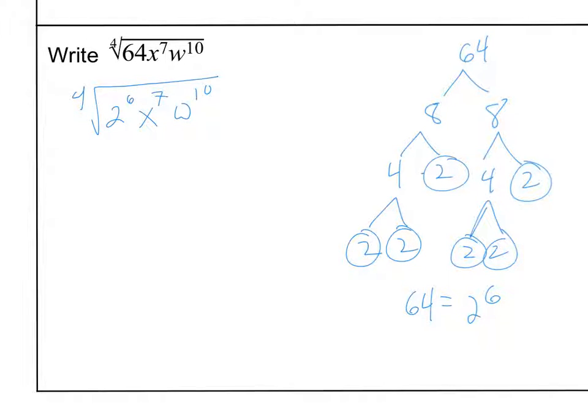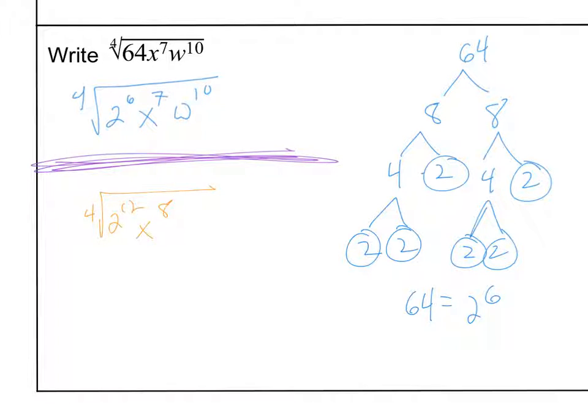I'm going to try to explain this slightly differently from the previous example. And here's how I'm going to do this. I'm going to play a quick little game called It Would Be Awesome If. And here's what would be awesome. It would be awesome if each of these powers was a multiple of 4. So I'm going to make up a totally different example where that's actually what happens, and I'll tell you why that would be awesome. If this was, say, the fourth root of 2 to the 12th, x to the 8th, w to the 20th, that would be awesome.